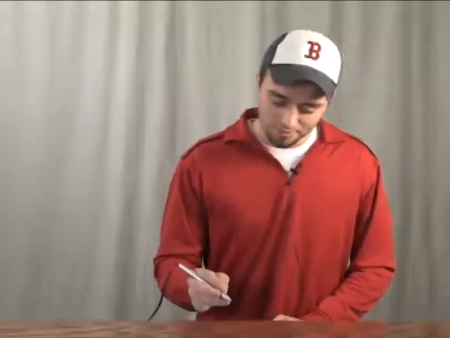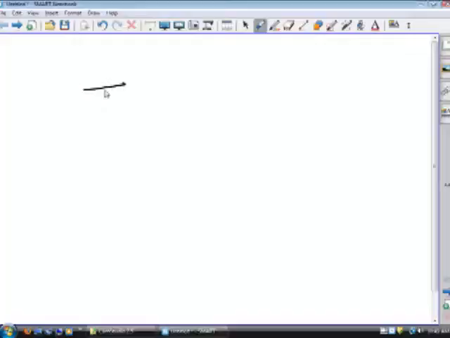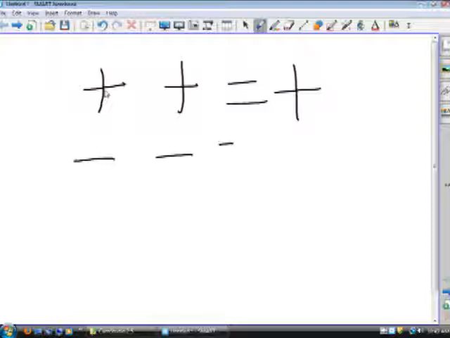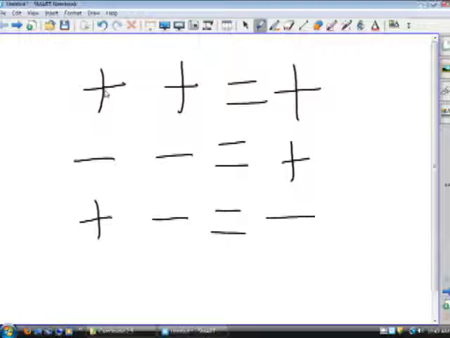So if we look at the board, whenever you have a positive multiplied by a positive, you have a match, so that's a good thing, so you have a positive. If you have a negative multiplied by a negative, that's a good thing, because they're a match, so that's a positive. But if you have a positive and a negative, that's not a match, so that's a bad thing, so that's a negative.